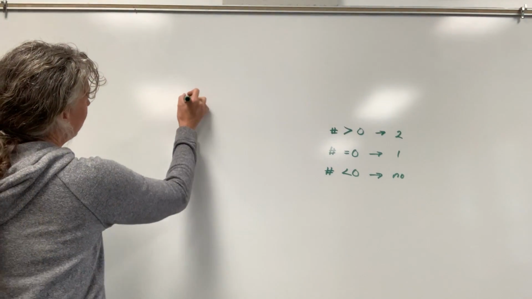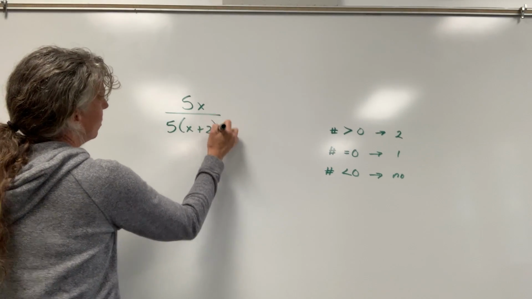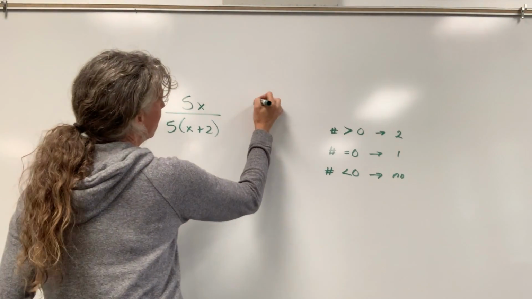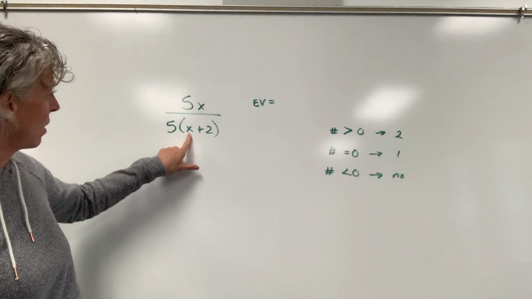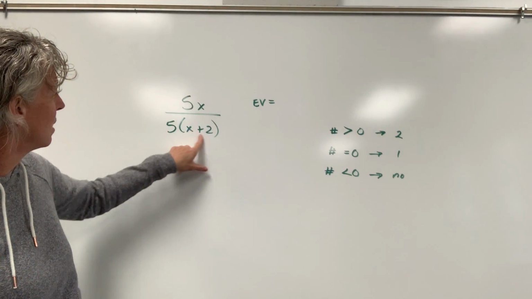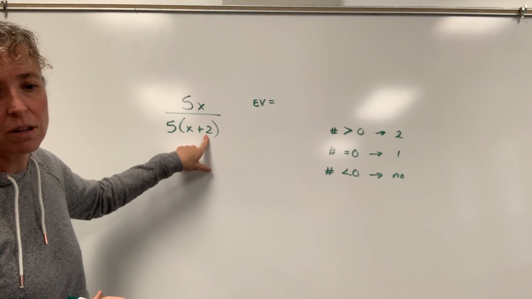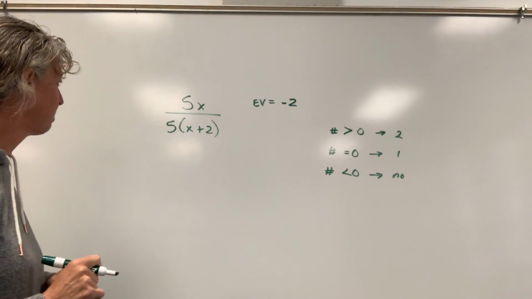2b. 5x over 5 times x plus 2, I think is what it says. Okay, so first of all, I like to do my excluded value. My excluded value is whatever makes the bottom equal 0. Well, what could I plug right in there that would make this equal to 0? A -2, right? So my excluded value is going to be -2. And now that's taken care of and I can move on.